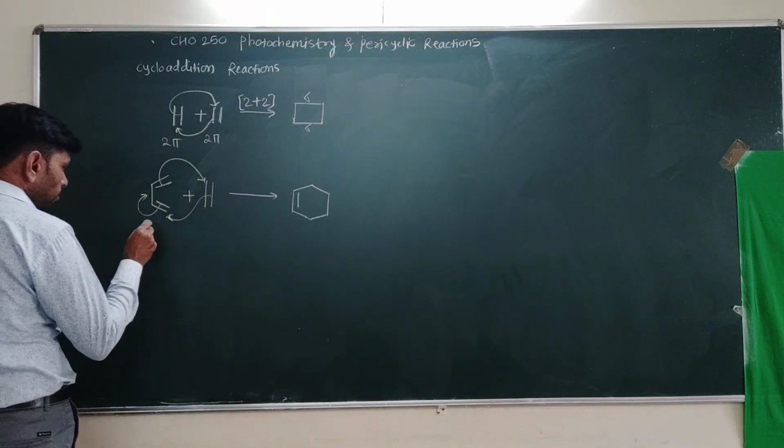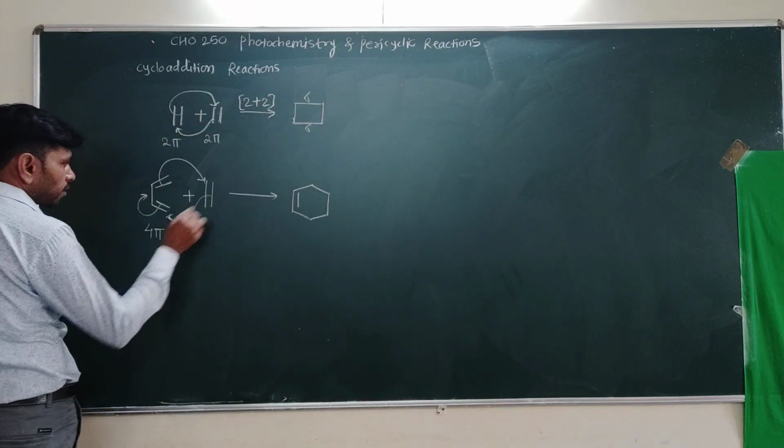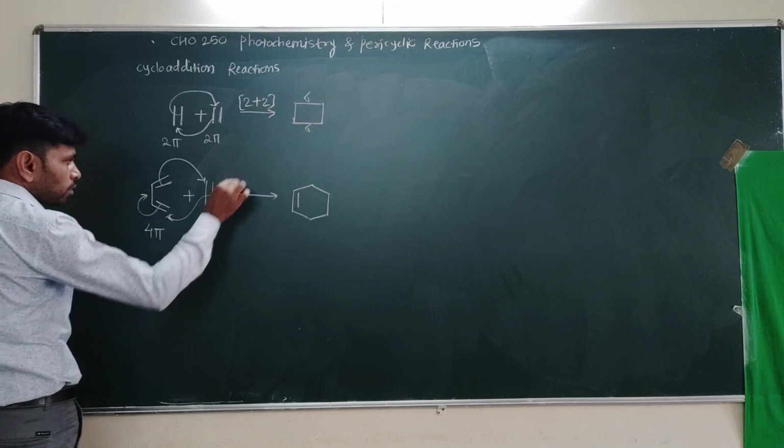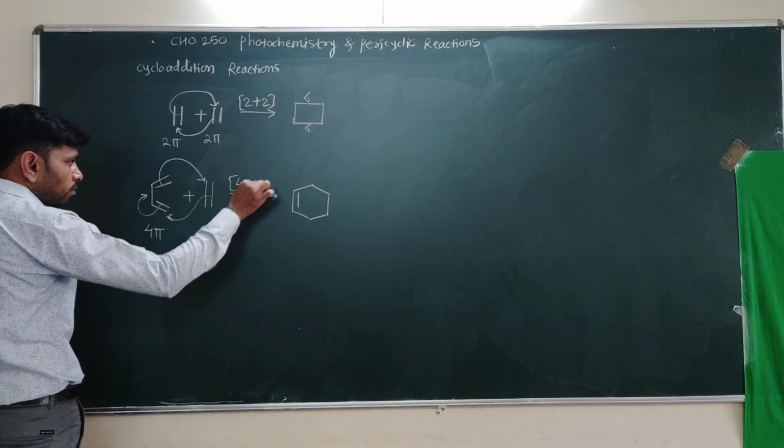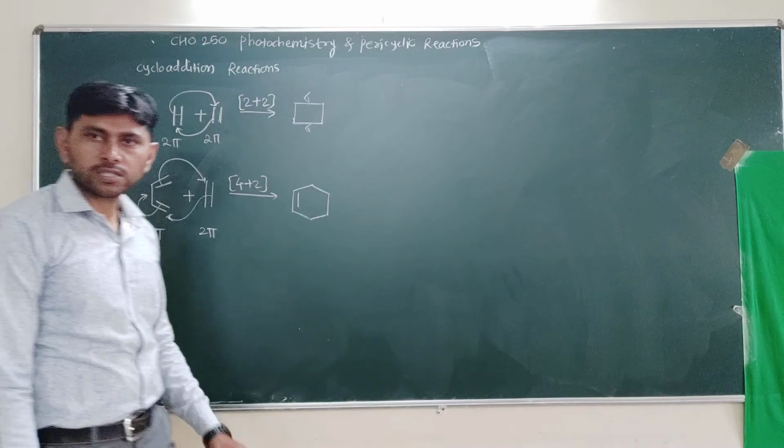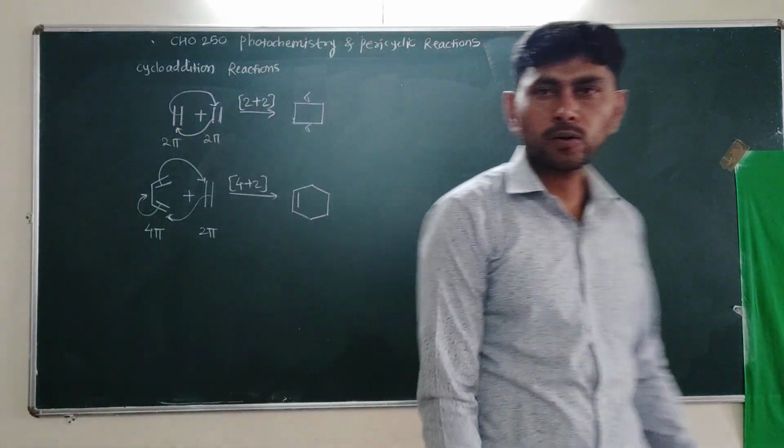Here in this case, see, a 4 pi electron system is reacting with this 2 pi electron system. So this reaction is a 4 plus 2 cycloaddition reaction.